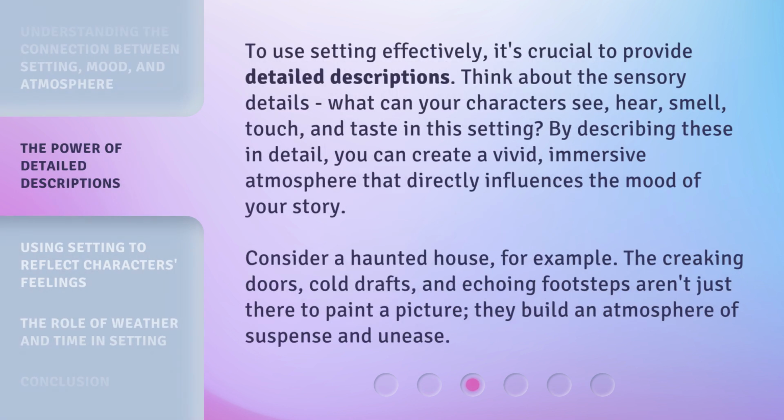To use setting effectively, it's crucial to provide detailed descriptions. Think about the sensory details. What can your characters see, hear, smell, touch, and taste in this setting? By describing these in detail, you can create a vivid, immersive atmosphere that directly influences the mood of your story.